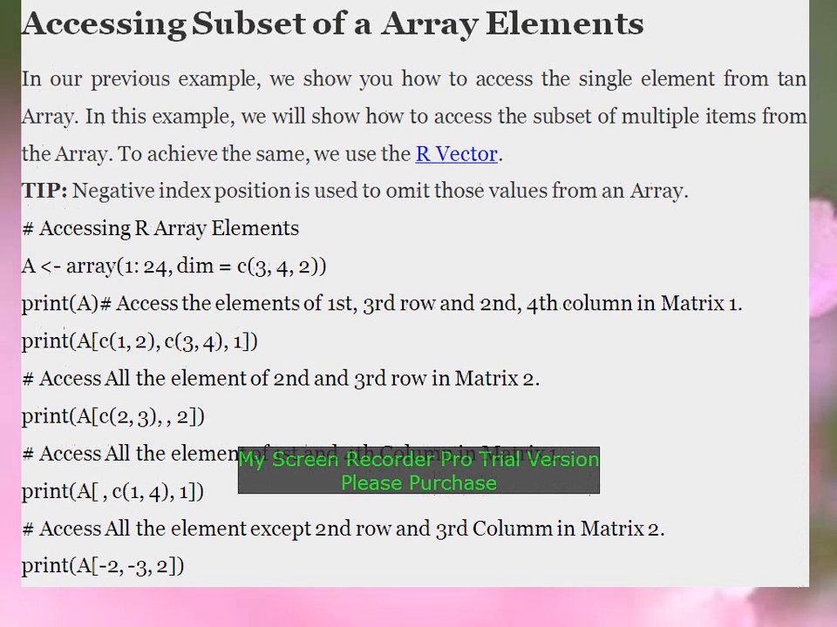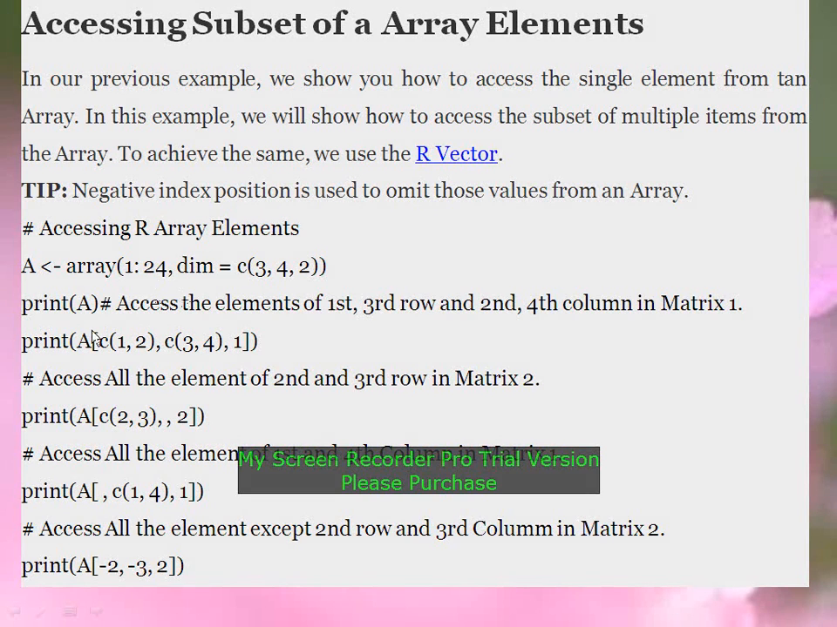And next one, accessing the subset of array elements. Subset means only getting a specific set of elements from there. In our previous example, we showed how to access a single element from the array. In this example, we will show how to access a subset of multiple elements from the array. So, for accessing a subset of multiple elements, we have to use the negative index position to omit. So, when we want to remove some subset of elements, we can use the negative value of the index position.